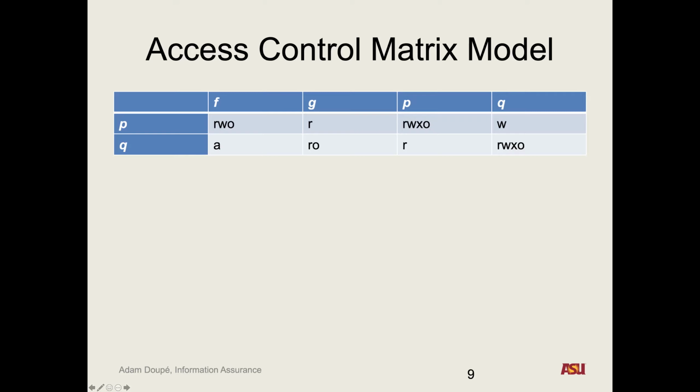If we're using hash tables, and P wants to access G, let me look up P in my hash table, then look up G, and I can know exactly in constant time what access it has. It can be easy to query, like we said. That's great. Before we get to the next part, let's think about what happens if P creates a new file. How does this matrix change?